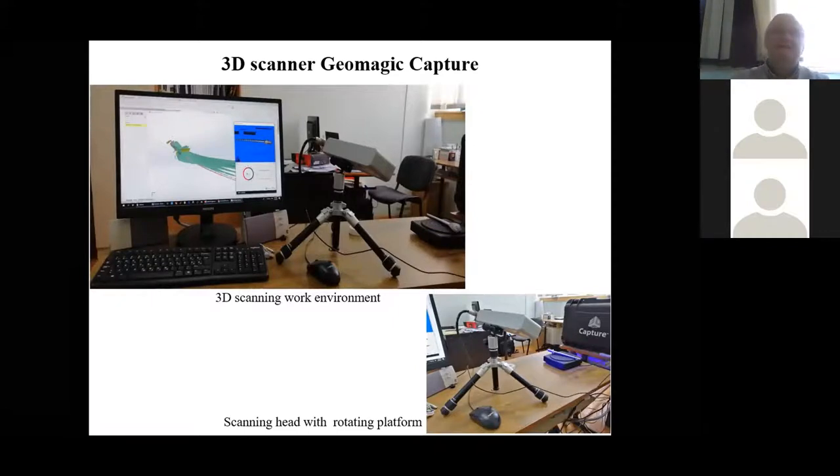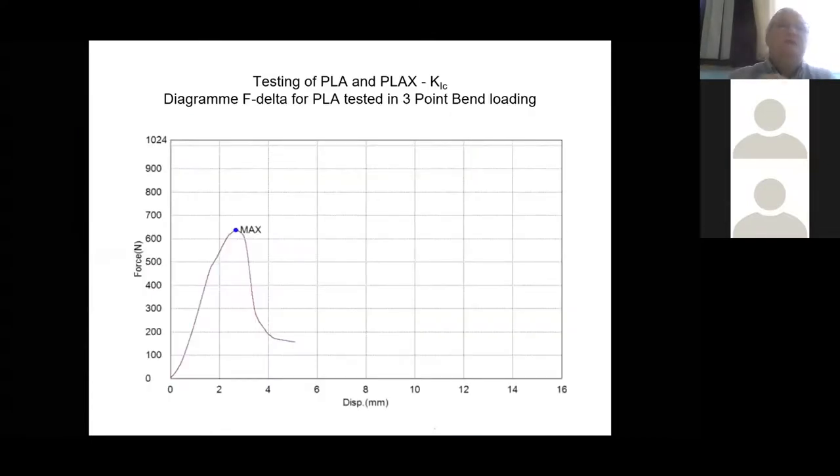So in any case, that was a conference with a very important session dedicated to our project, to SERAM. So just briefly here, because it will be shown in much more detail in the next lecture, the diagram which we record typically in K1C testing is shown here. So force versus displacement, with maximum force.